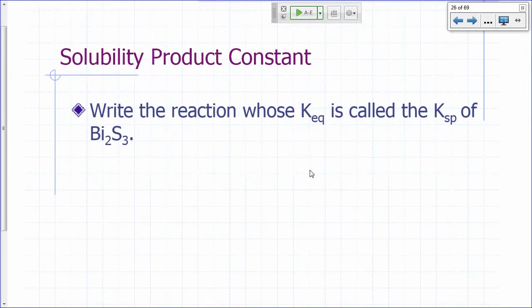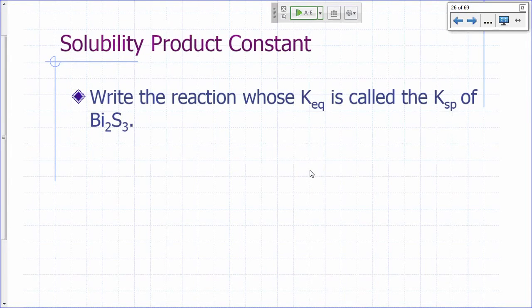So let's look at this example right here. What would be the reaction whose KEQ is called the KSP of bismuth sulfide? So what would this reaction be? You're dealing with Bi2S3 solid. What happens to it in water? It's an ionic compound. What are the charges of the ions?